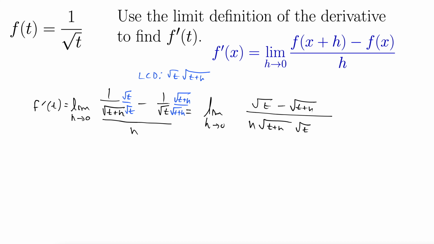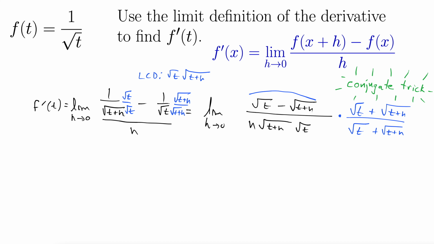It turns out that the conjugate is helpful here. The conjugate is where we take something and change the sign and multiply. So here we'd have the square root of t plus the square root of t plus h over, we have to repeat the same thing down below because we're just multiplying by 1 here. So this is known as the conjugate trick. And it's super useful in math, especially when you're not quite sure how to proceed. Hey, try the conjugate. It often works.